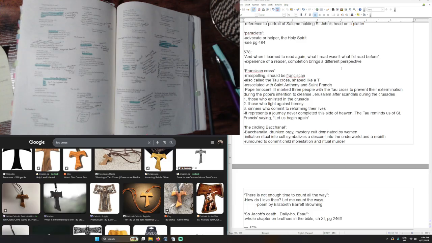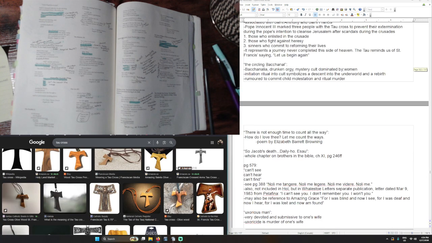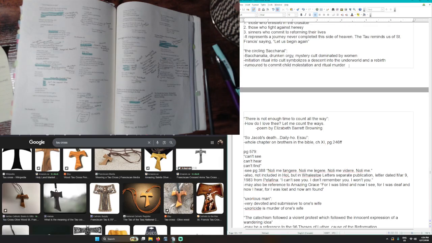So the 3 people he prevented their extermination was those who enlisted in the Crusades, those who fight against heresy, and sinners who commit to reforming their lives. It represents a journey never completed this side of heaven, and the Tau reminds us of St. Francis saying, "Let us begin again." So, going around in circles. The circling bacchanal, speaking of circles.